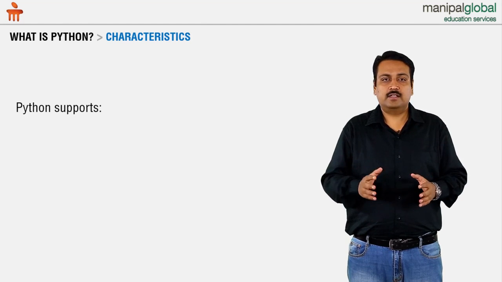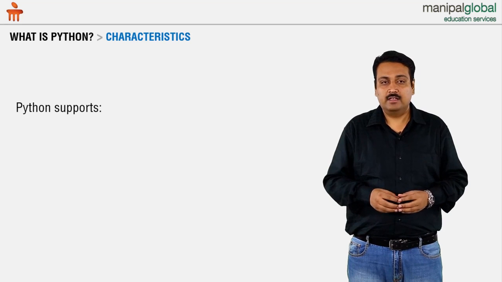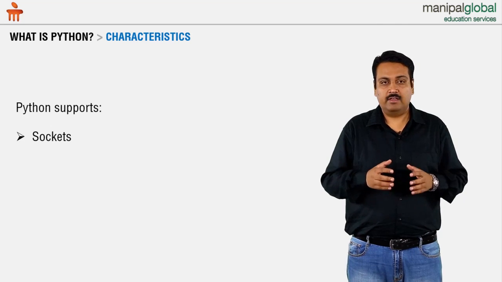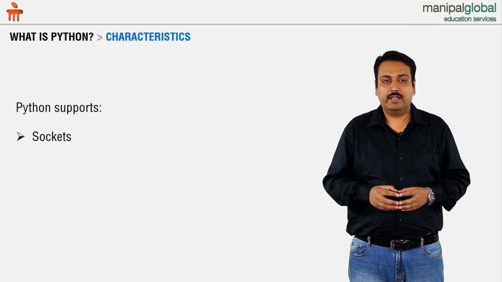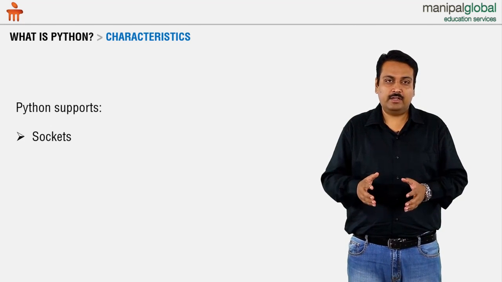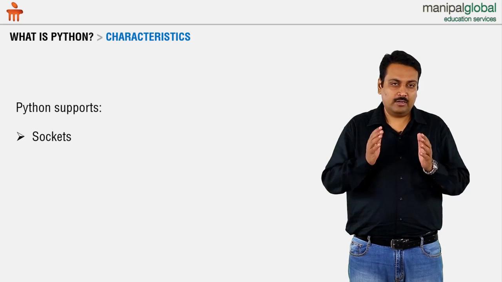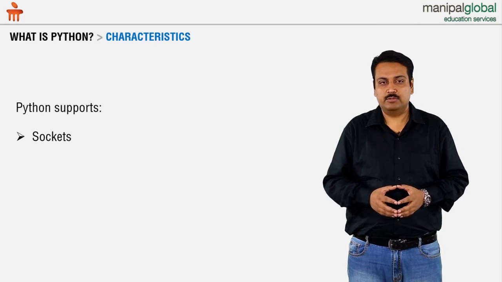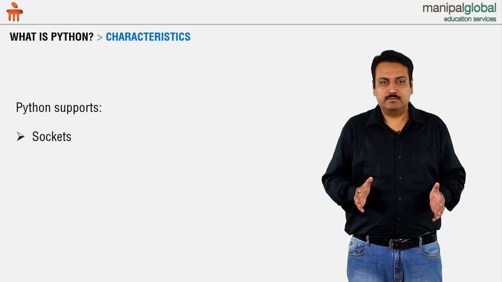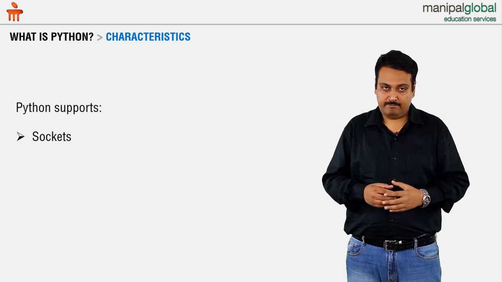There are many more characteristics that Python has. One major characteristic of Python is that it has support for sockets. Using sockets, we can develop applications that can talk to each other. One prime example of a socket-based application in Python is BitTorrent. BitTorrent was historically developed using Python, and as we know, BitTorrent is one of the first-class examples of how we can develop a socket-based application.